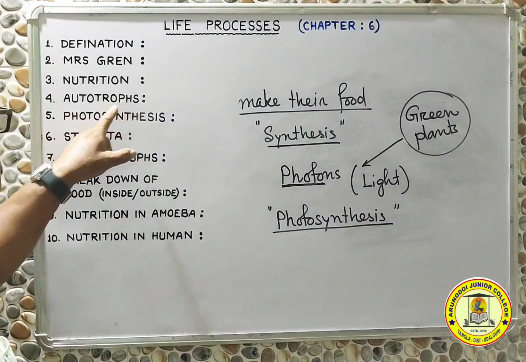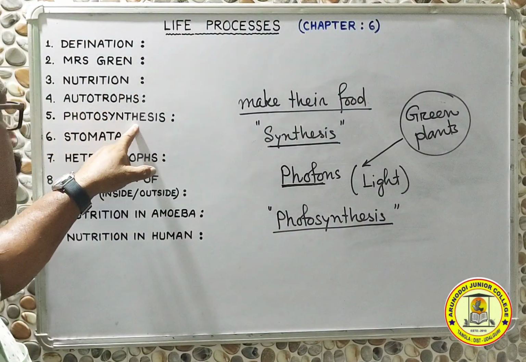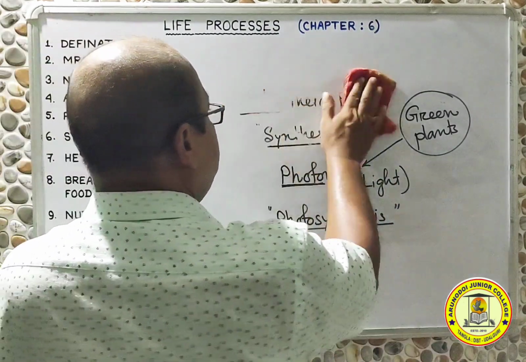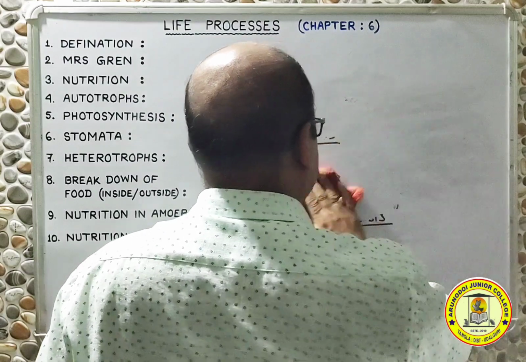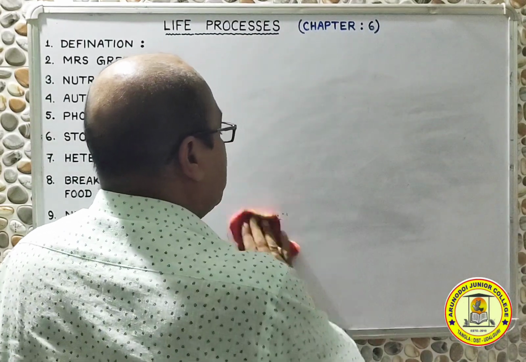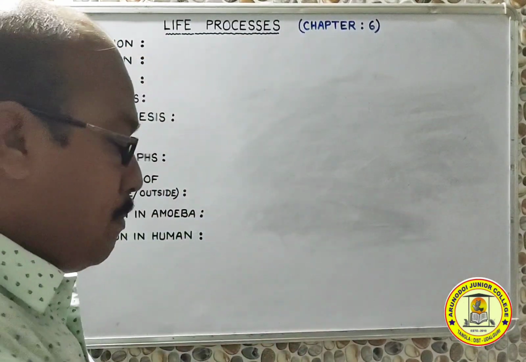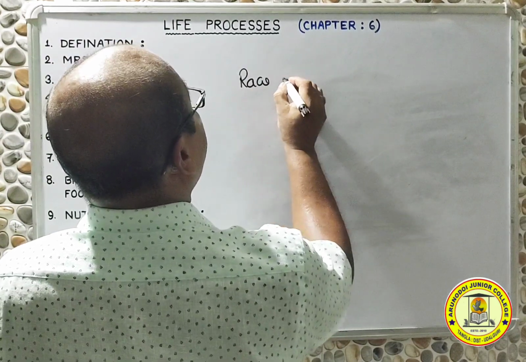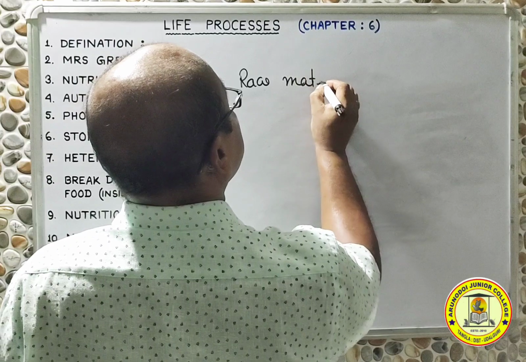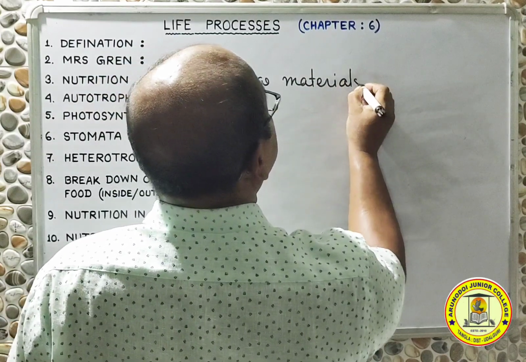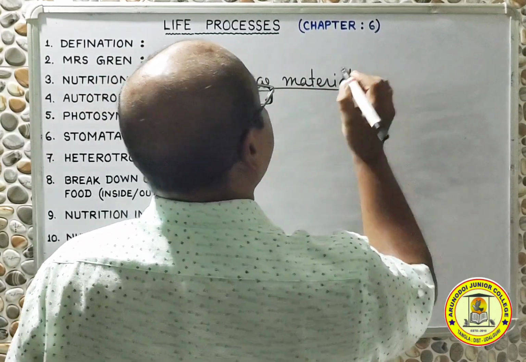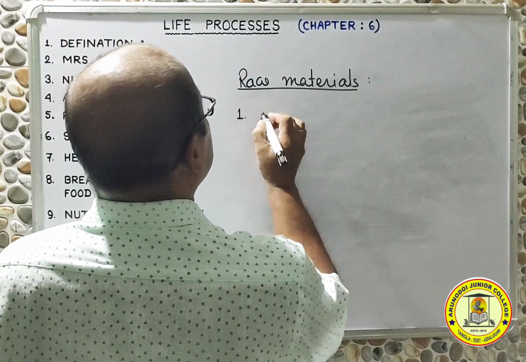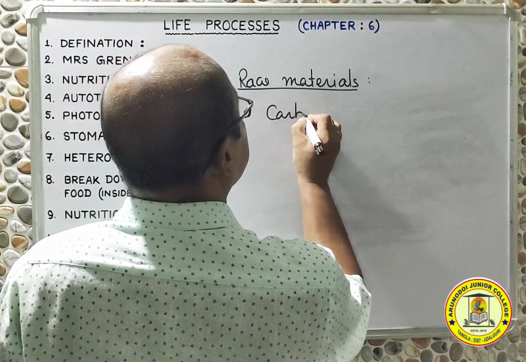So that is the definition of photosynthesis. After autotrophs, we are discussing this part, photosynthesis. Now let us briefly discuss the entire process of photosynthesis. In photosynthesis there are certain raw materials, the minimum requirements for the plants without which photosynthesis cannot run. What are the raw materials? The raw material number one is carbon dioxide.